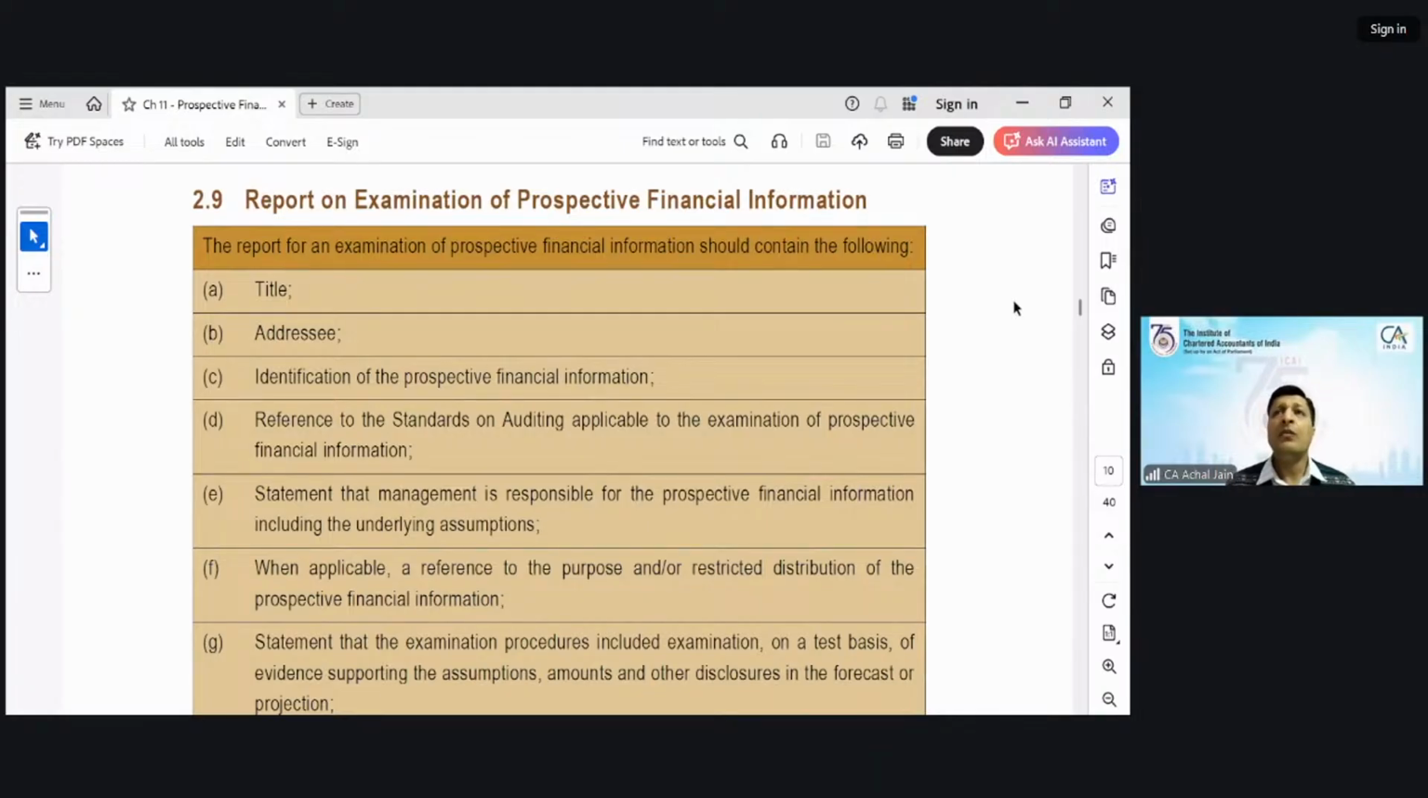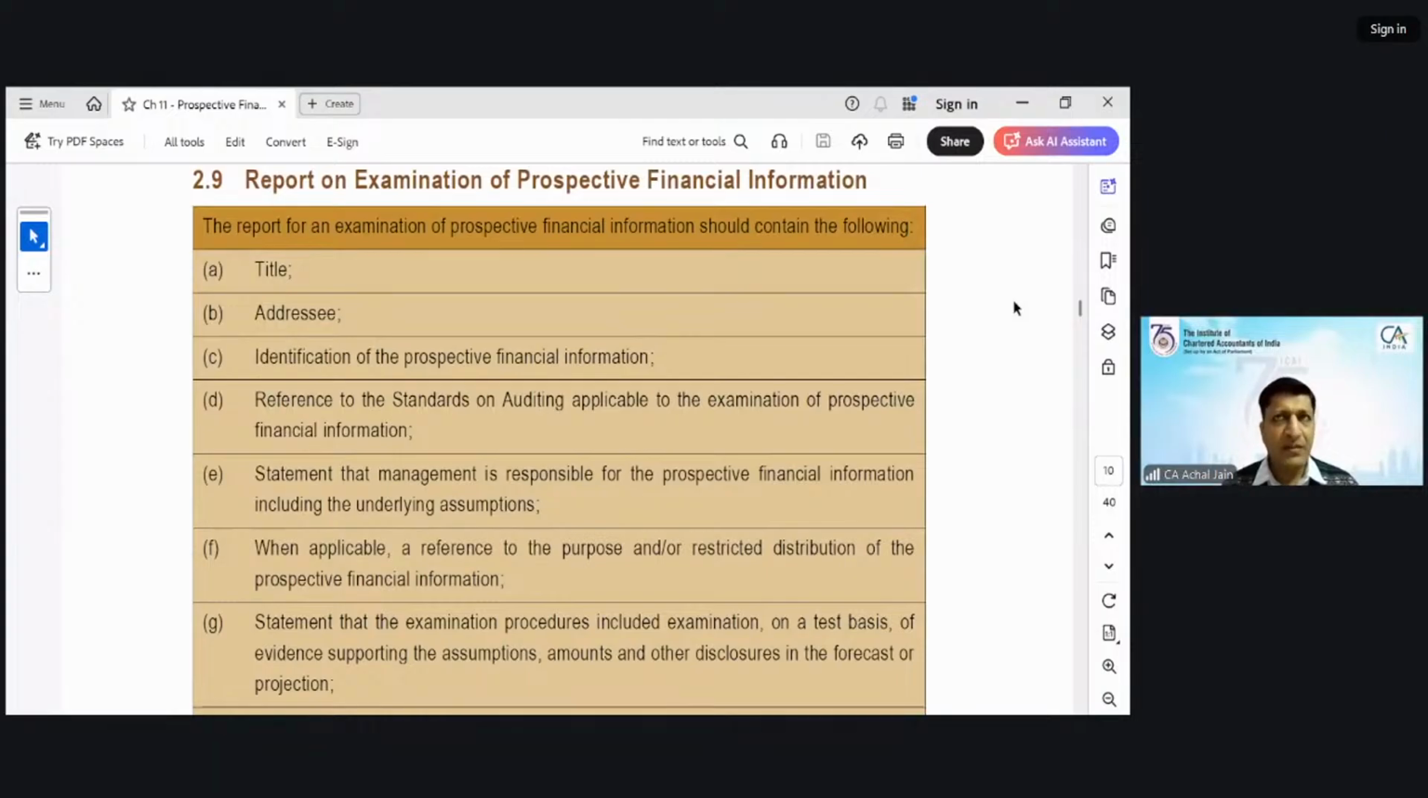Now, what is going to be the report? When you examine, let's suppose you are not the auditor, you are actually an independent practitioner, what do you do? Let's look at this report as well. The title to begin with, the addressee, of course, and identification of the prospective financial information, where you talk about what that information is. Then a reference to the standards on auditing applicable to the examination of prospective financial information.